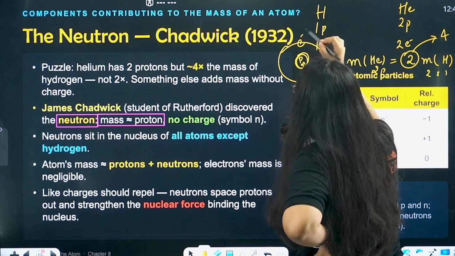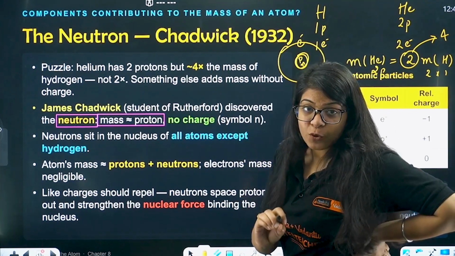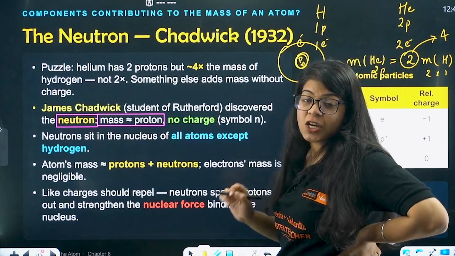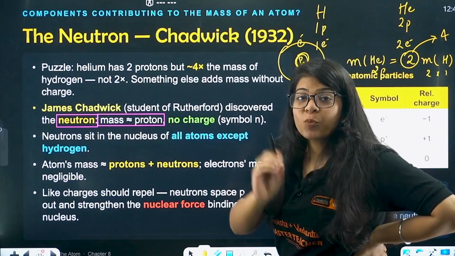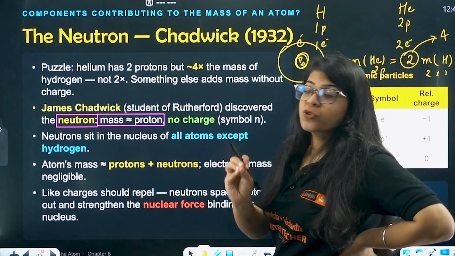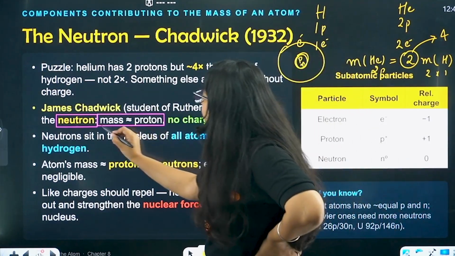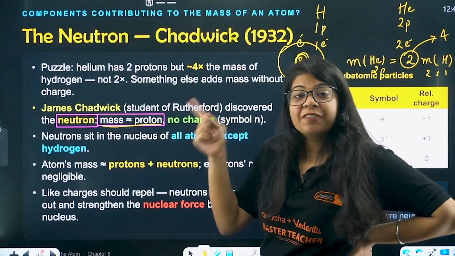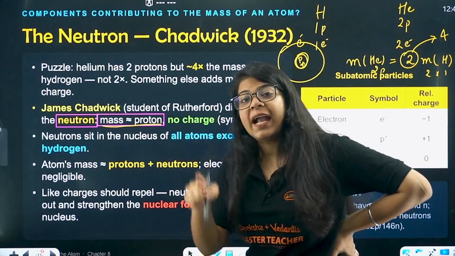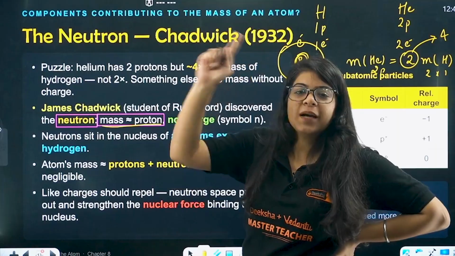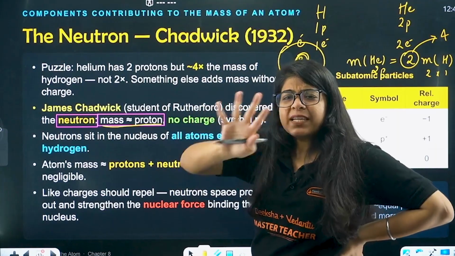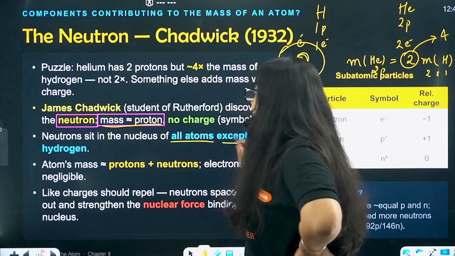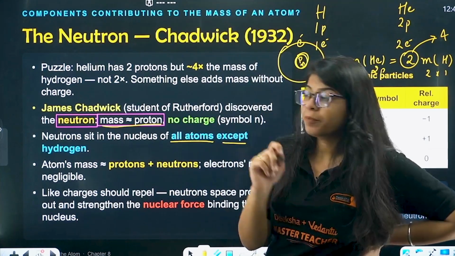Now the charge of this electron is equal to the charge of this proton, equal and opposite. This is negatively charged, proton is positively charged. But inside the nucleus we have protons, and with that we have neutrons also. Neutrons have mass equal to protons, but they have no charge. So they add weight to the atom, but they do not add any charge to the atom. Understood? That's what a neutron basically is, and neutrons sit in the nucleus of all atoms except hydrogen. That you have to remember.